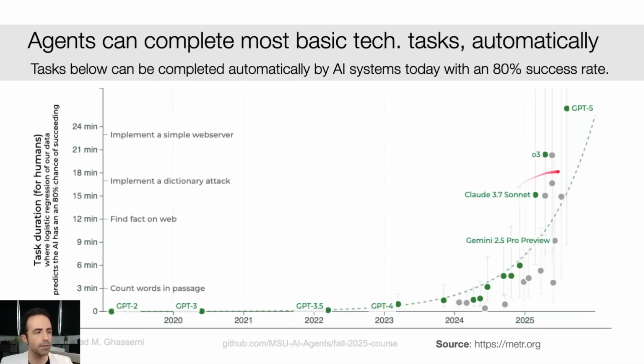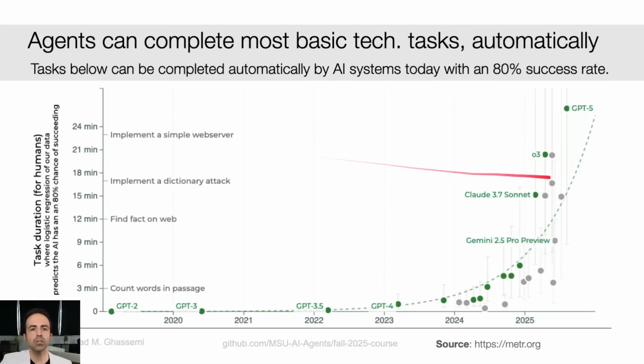And what I'm showing you here on the graph is a timeline. Along X is the years, and along Y is a task duration for a human to complete something. So this is in minutes. You can see from 0 all the way to 24. And the way you read this is that for an average person who's proficient to implement a very simple web server, let's say a Flask application like what we're going to be using in this class, it takes something on the order of 23 minutes or so to do it.